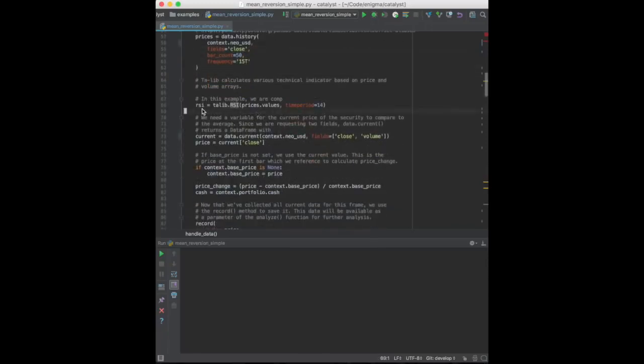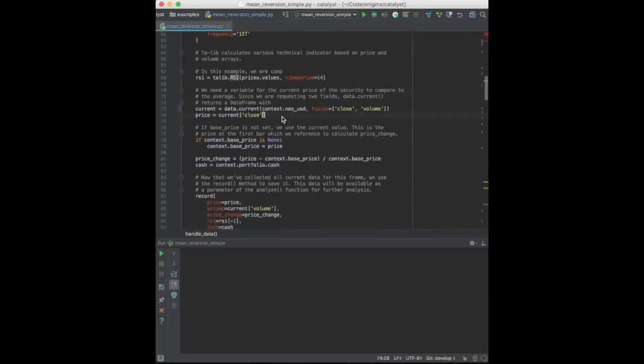The RSI will be our trading signal. We'll buy if it's oversold and sell if it's overbought. TA-Lib is a C library with a Python interface which can compute dozens of technical indicators like the RSI. We're using a time period of 14, which is a conventional measure.